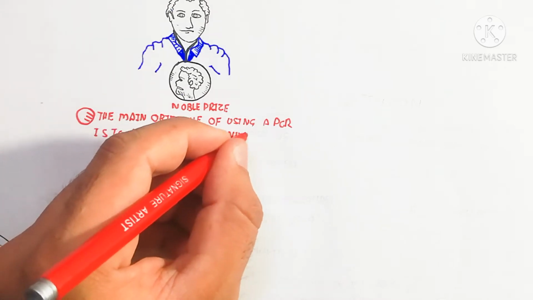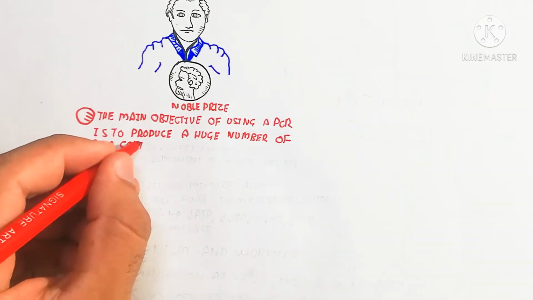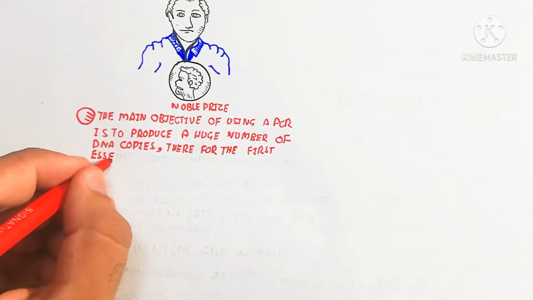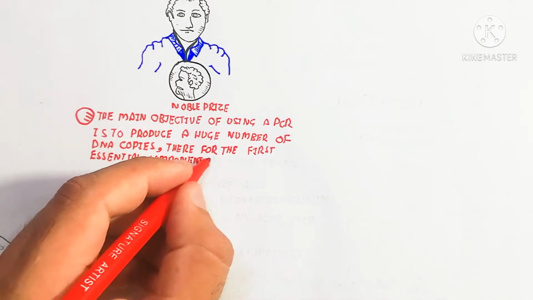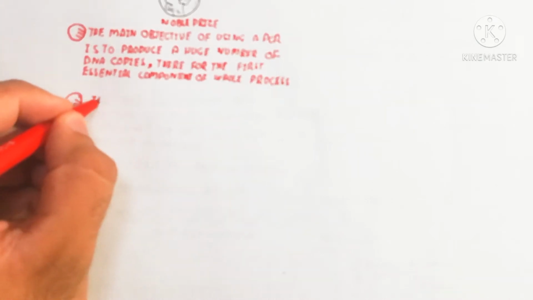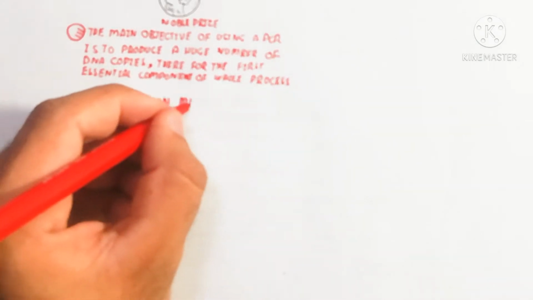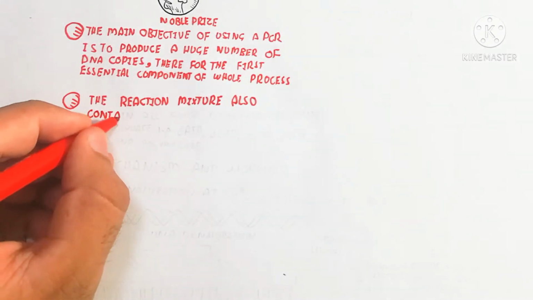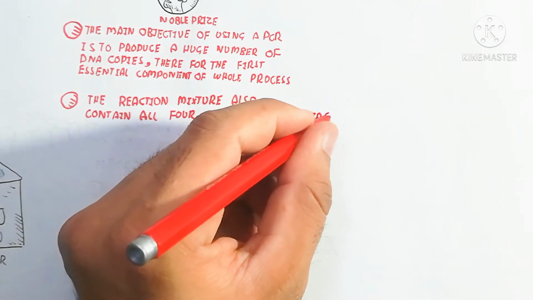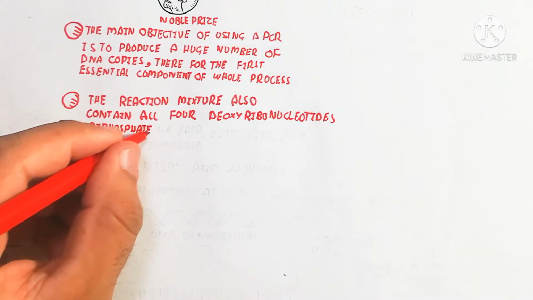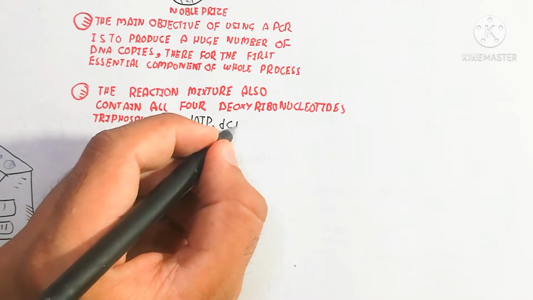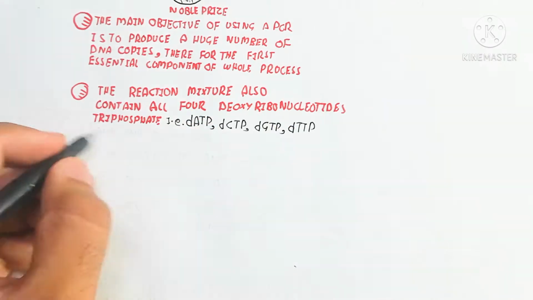Therefore, the first essential component of the whole process is basically the desired DNA, which is used for it. The reaction mixture also contains all 4 deoxyribonucleotide triphosphates, for example, deoxyadenosine triphosphate, cytosine triphosphate, guanosine triphosphate, and thymine triphosphate. And DNA polymerase is also used for it.